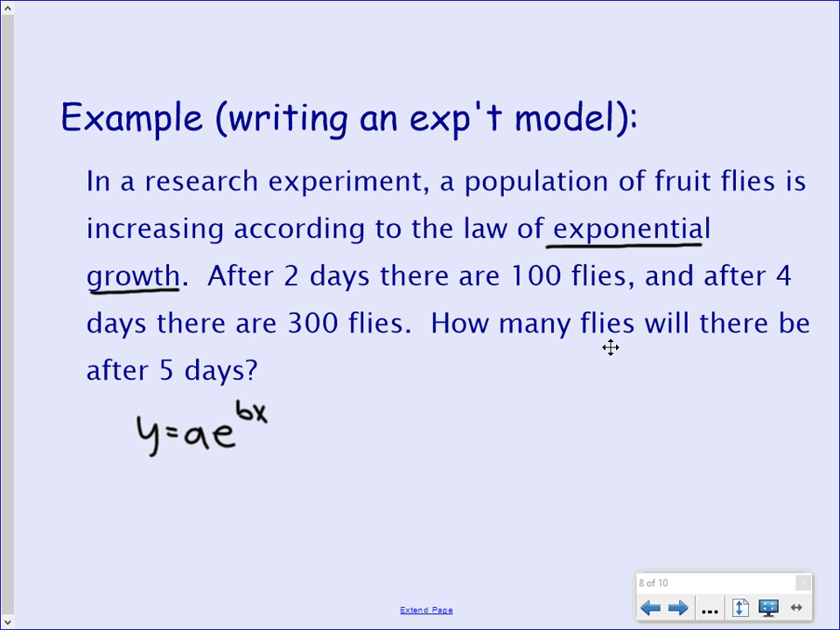After 2 days, there are 100 flies, and after 4 days, there are 300 flies. How many flies will there be after 5 days? I want you to take a quick moment with your group, reread that problem, and identify the things that you know from the information they provide and what that would apply to in this exponential growth model, y equals a times e to the bx. So what do they tell you, and what does that represent in the model? Go ahead and have a quick conversation and see what you can come up with.